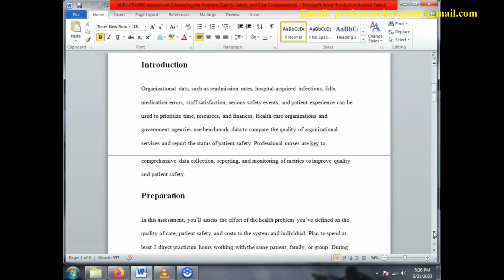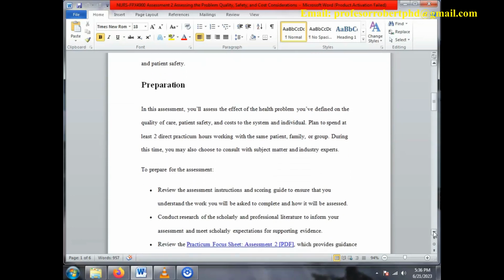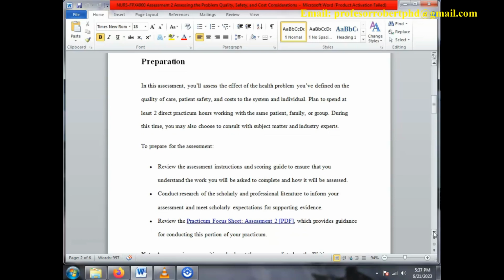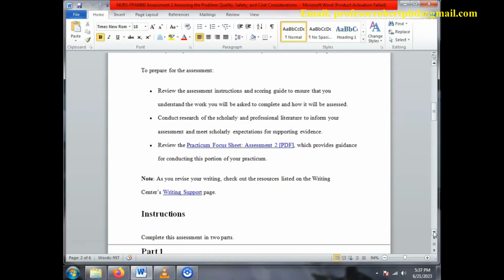Preparation. In this assessment, you'll assess the effect of the health problem you've defined on the quality of care, patient safety, and costs to the system and individual. Plan to spend at least 2 direct practicum hours working with the same patient, family, or group. During this time, you may also choose to consult with subject matter and industry experts. To prepare for the assessment, review the assessment instructions and scoring guide to ensure that you understand the work you will be asked to complete and how it will be assessed.